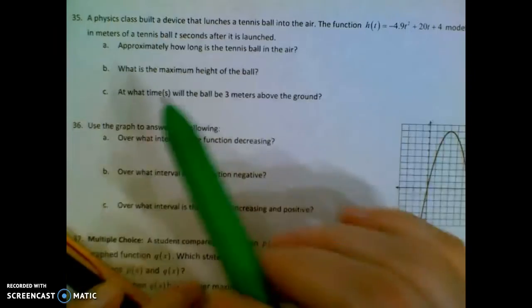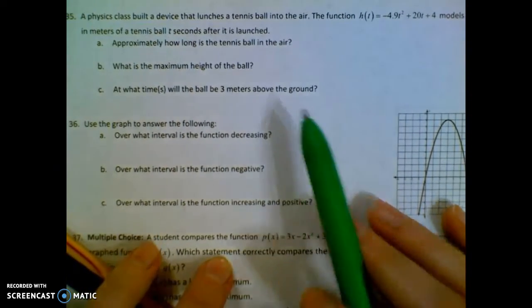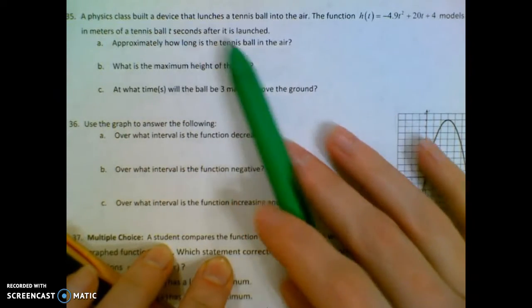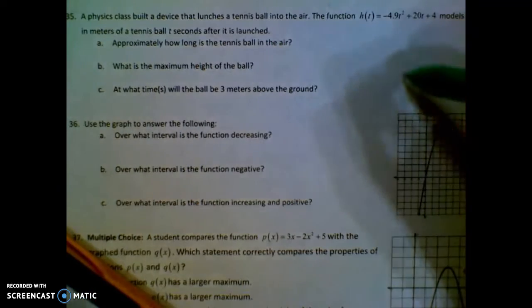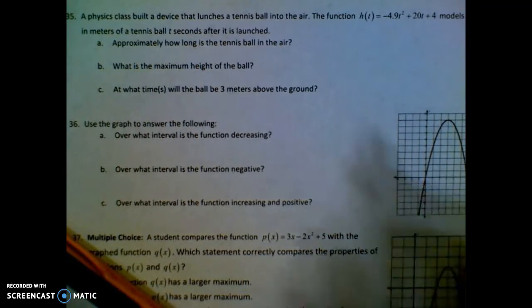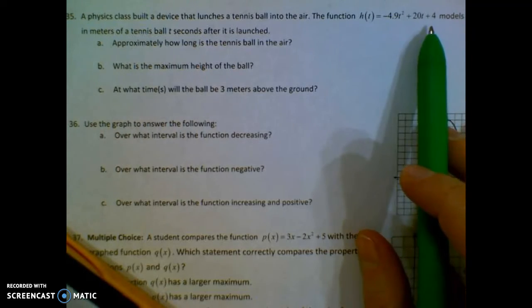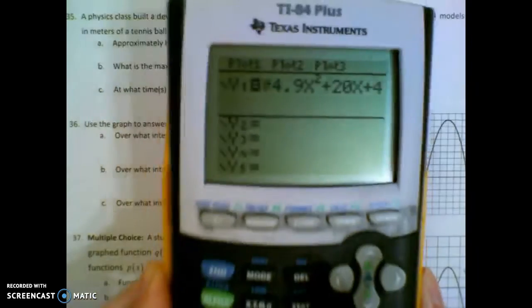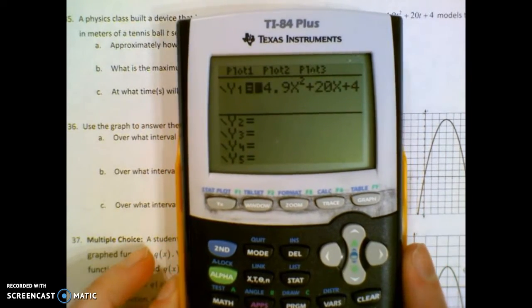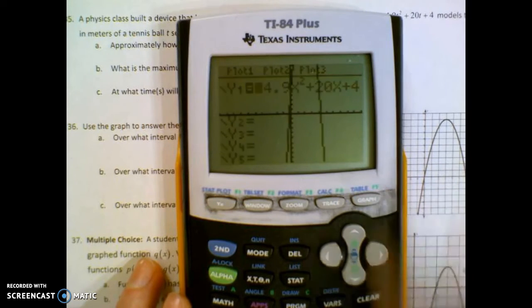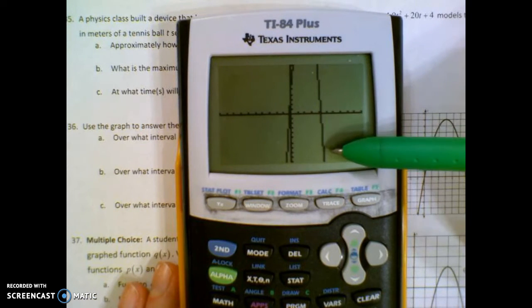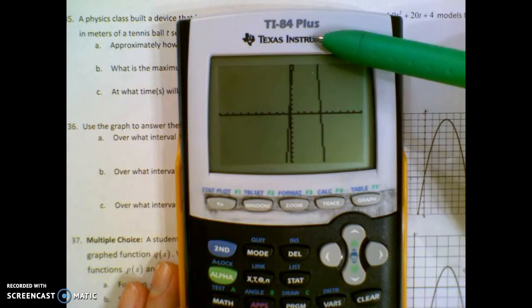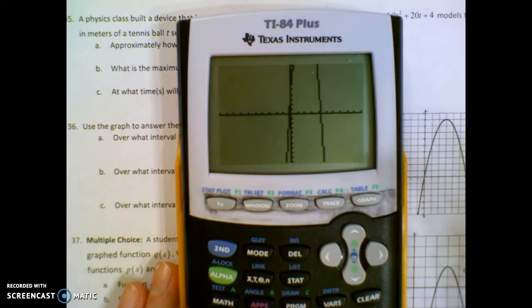All right, so here is an equation. A physics class built a device that launches a tennis ball into the air, so we know it's going to follow some curve like we just had on the previous question. It gave us the equation, and I already plugged that equation into my calculator, and I'm just going to graph it. Okay, I see that it does follow that parabolic curve like I expected. I can't see the top of this graph, but it's not that far away. I know it's not terribly high up there.